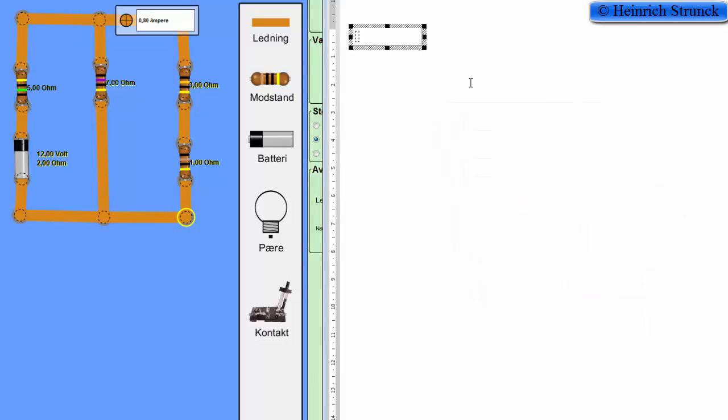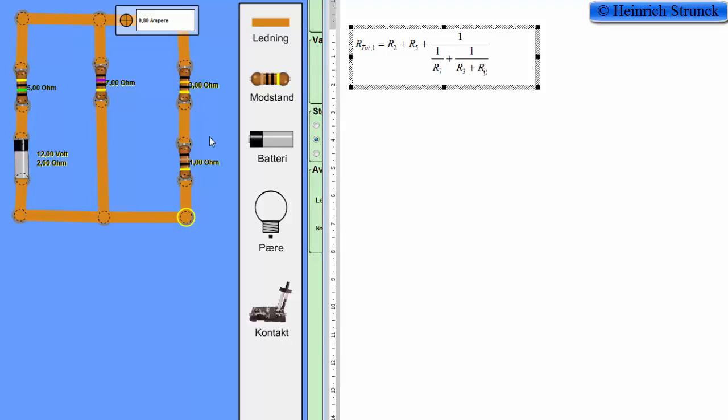So we have R total in the first iteration. It is R2 plus R5 for the two resistors over here. They are connected in serial with this parallel connection, so we have to add the parallel connection: 1 divided by, and 1 divided by, then it must be R7 for the left branch and R3 plus R1 for the other branch, plus 1 divided by R3 plus R1.